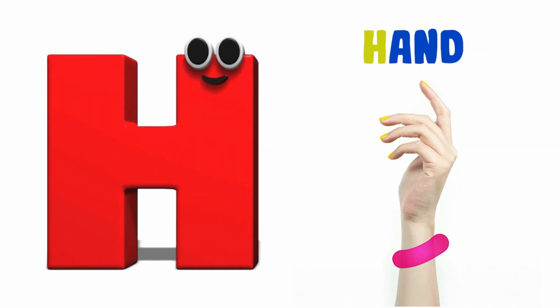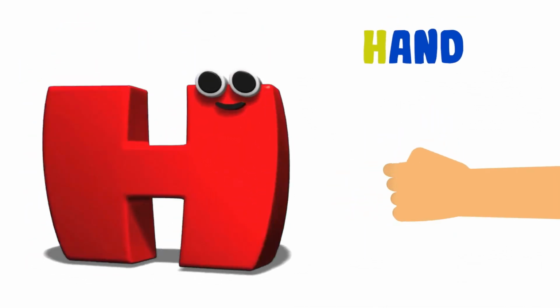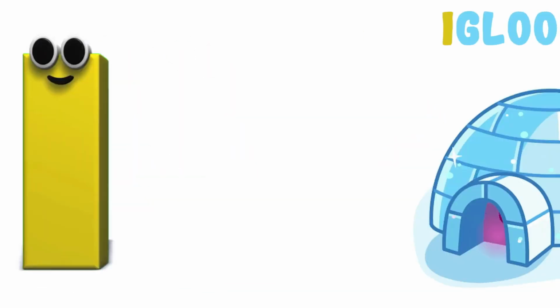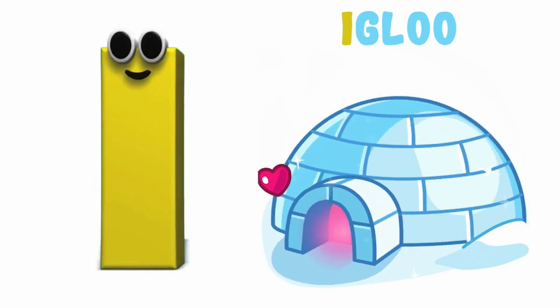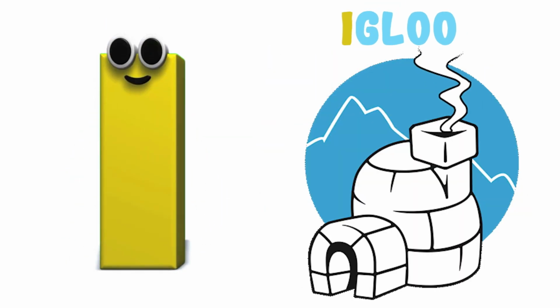H is for hand, h, hand, h, hand, H, hand. I is for igloo, I, I, igloo, I, I, igloo, I, igloo.